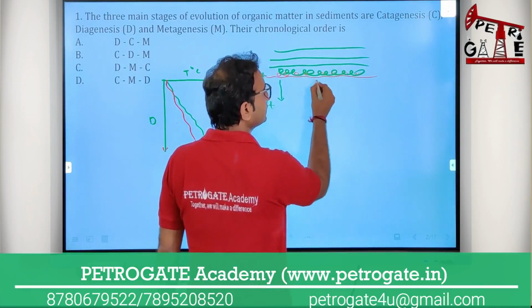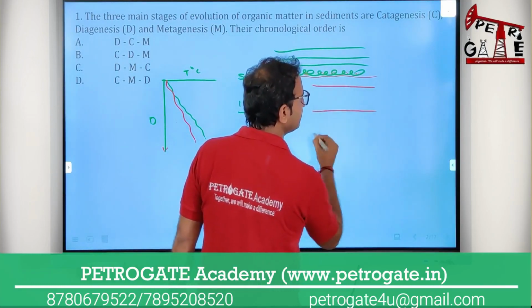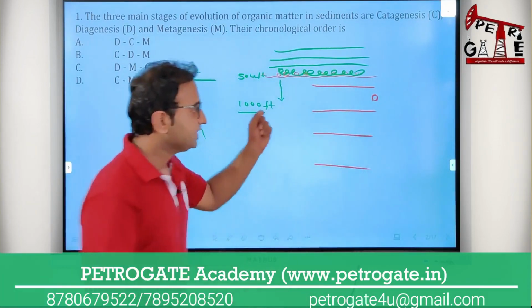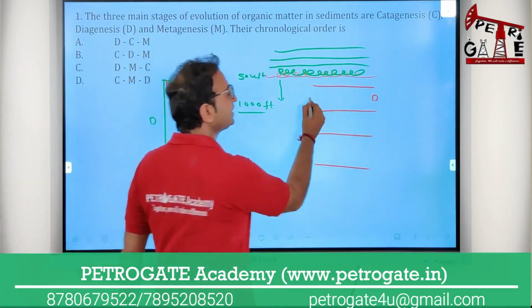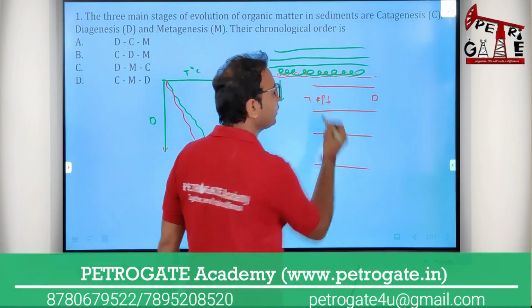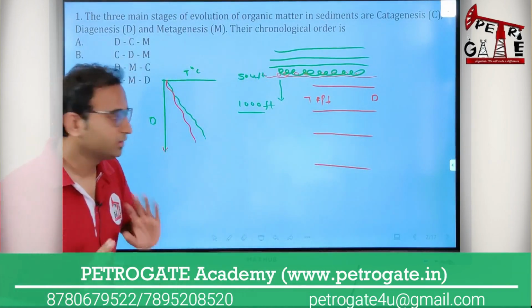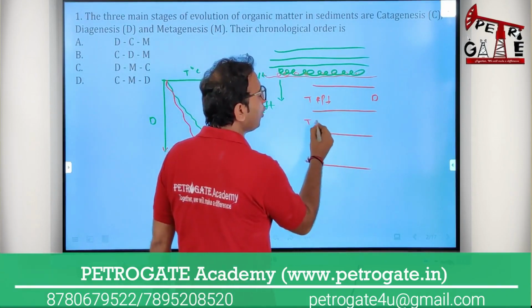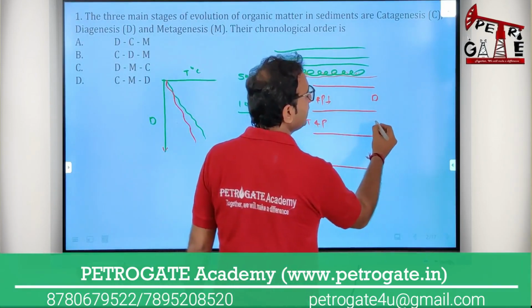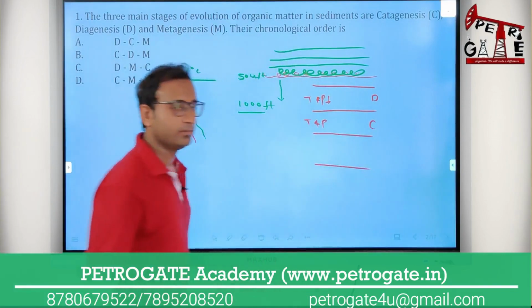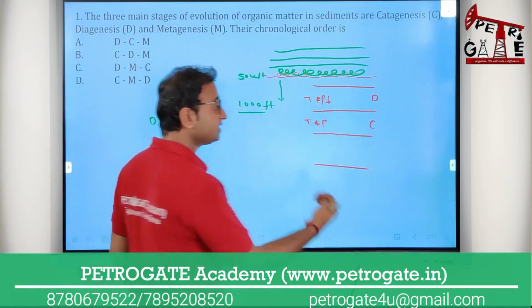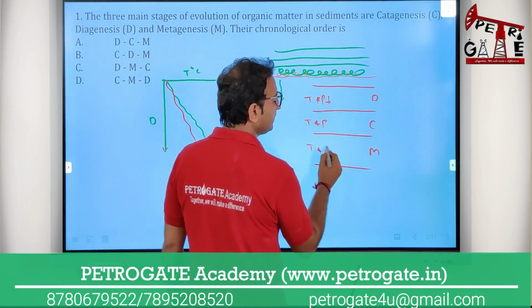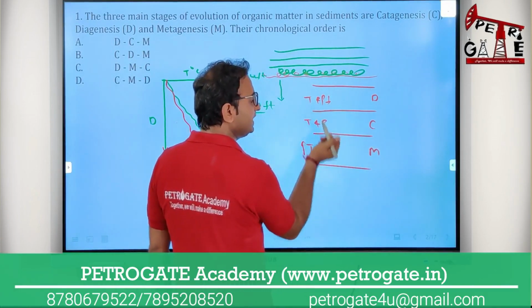Okay, whenever, suppose this is the first stage, second stage and third stage. Okay, this stage I am telling you diagenesis. This stage will happen when your temperature and pressure is less. Okay, temperature and pressure is less. Okay, no problem. When the temperature and pressure will increase a little bit more, then that next stage will be catagenesis, and then the last stage will be metagenesis, and then temperature and pressure will be high. There will be low, medium and high.